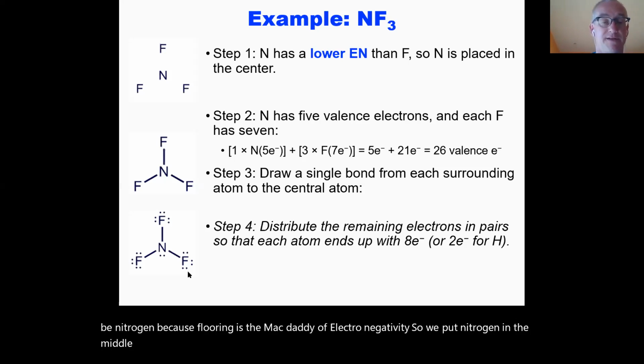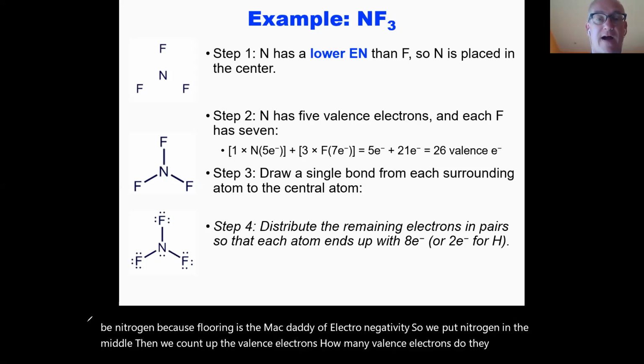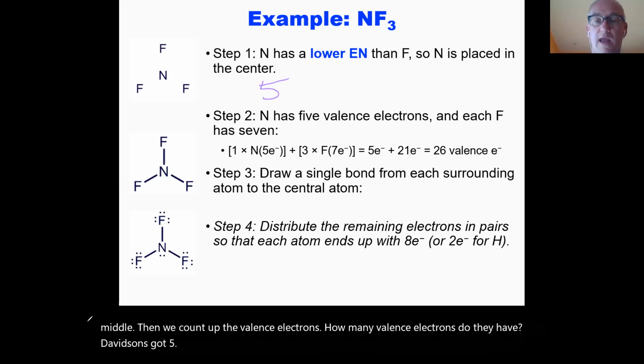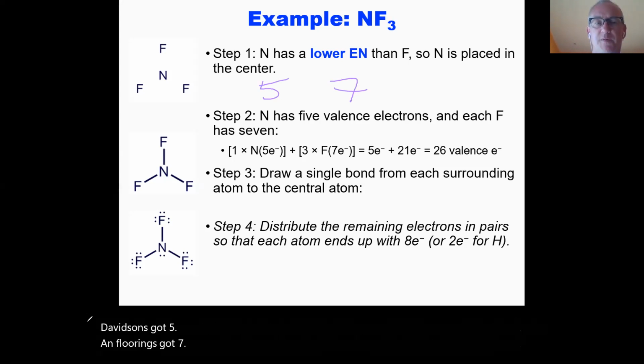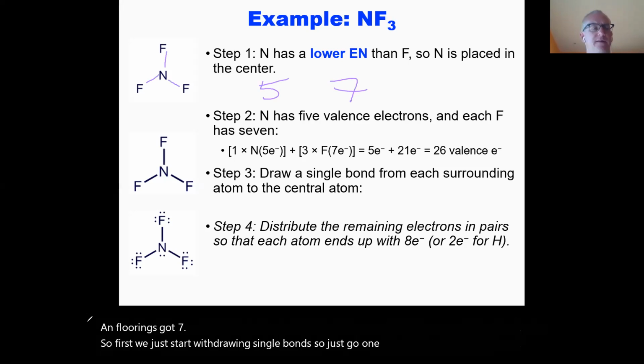Then we count up the valence electrons. How many valence electrons do they have? Nitrogen's got 5, and fluorine's got 7. So first we just start with drawing single bonds. So we'll just go 1, 2, 3. Each one of those bonds is how many electrons?